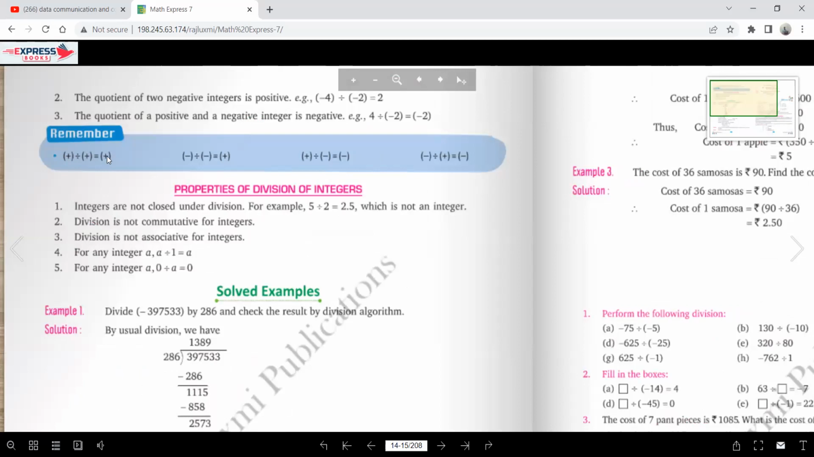If two positive integers are divided, then the output will be a positive integer. If two negative integers are divided, then the result will be the same. If one positive and one negative are divided, we get a negative. It is the same process that we follow in multiplication. If the signs are the same, then the positive sign will come. If the signs are different, then the negative sign will come. So I think you have to understand this concept very well. Now we have to directly jump to this exercise.